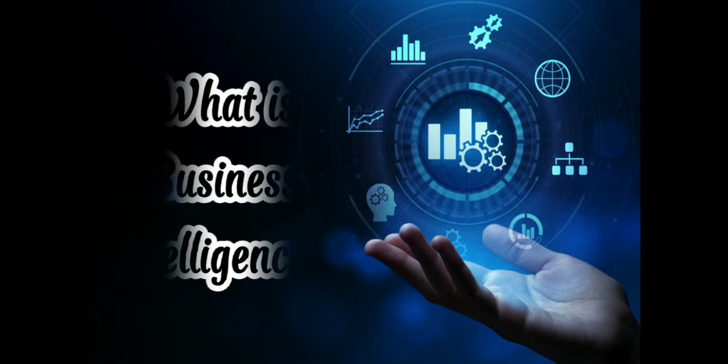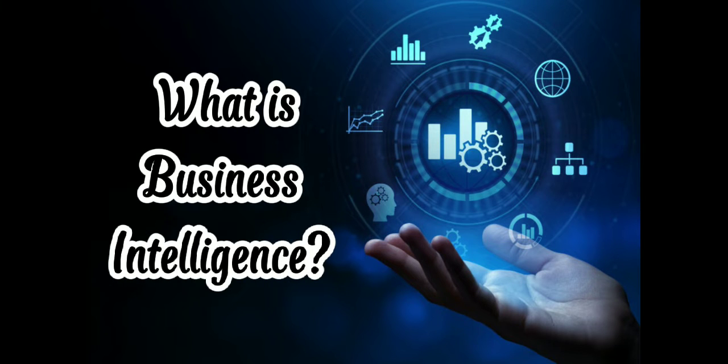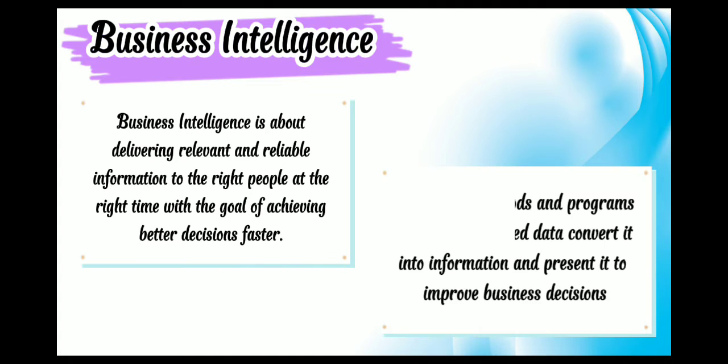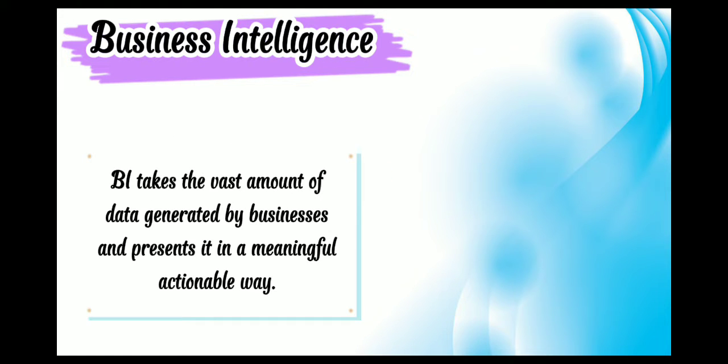Number 7. What is business intelligence? Business intelligence is about delivering relevant and reliable information to the right people at the right time with the goal of achieving better decisions faster. BI requires methods and programs to collect structured data, convert it into information, and present it to improve business decisions. BI takes the vast amount of data generated by businesses and presents it in a meaningful, actionable way.